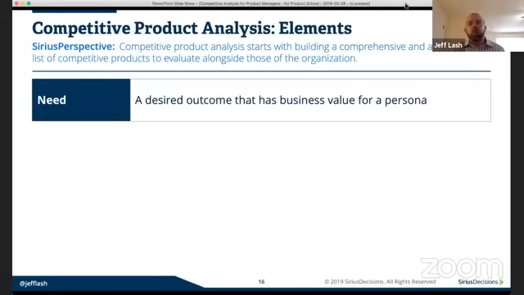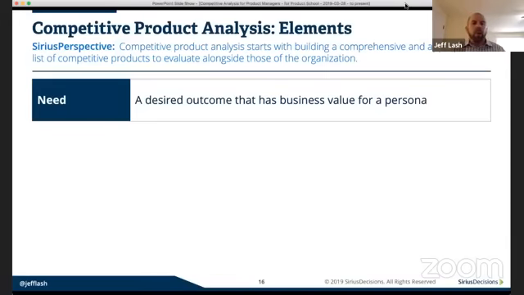And when I say customers, I don't mean necessarily just your existing customers. In many cases, we're trying to acquire new customers. So we're looking at buyers, we're looking at users. So we define at SiriusDecisions a need as a desired outcome that has business value for a persona. So the need is not, I want to upload a file.